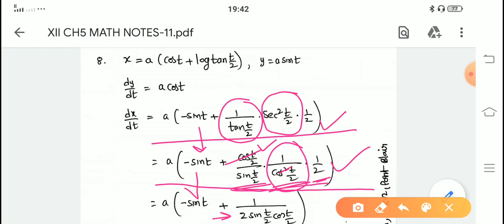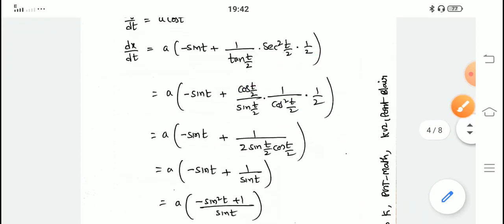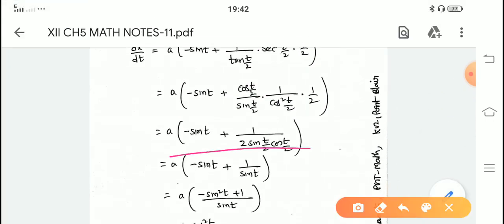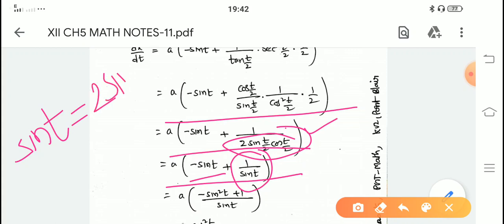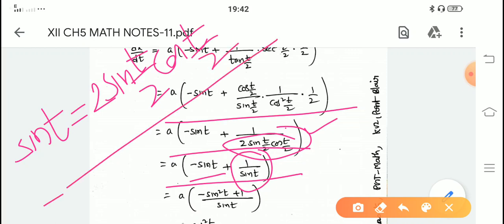So minus sin t is carried as it is. Then what is the next step? You see, we got this from this. Now a into minus sin t into 1 by sin t, because the sin t formula is 2 sin t by 2 cos t by 2. I explained that previously; if you want, you can rewind and see. Sin t is equal to 2 sin t by 2 cos t by 2. All these formulas have come in 11th standard. I applied that formula for sin t.